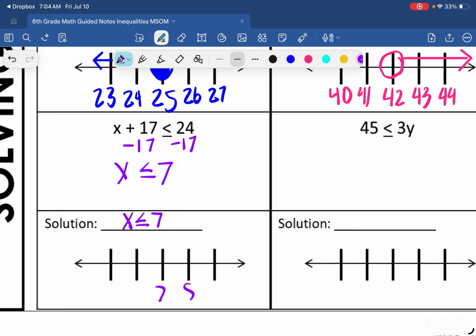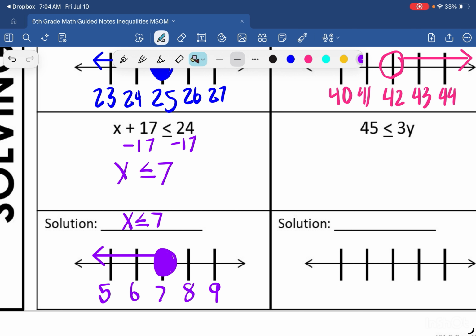I'm going to plot 7 on the number line, add other numbers. My circle will be closed or filled in because it can equal 7. x is less than or equal to 7, so I'm going to draw an arrow to all the numbers that are less than 7, which would be to the left.